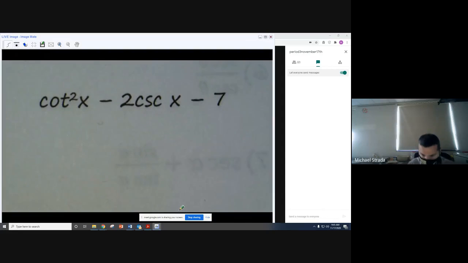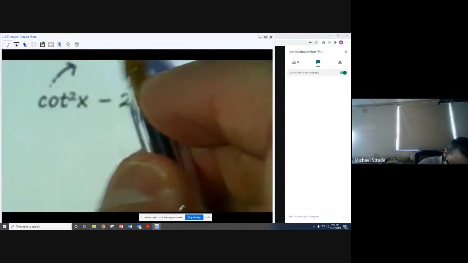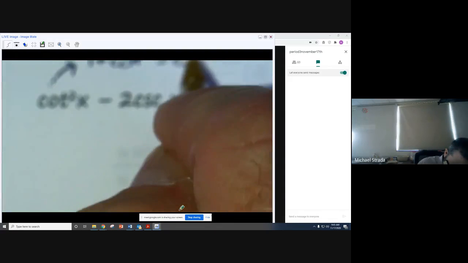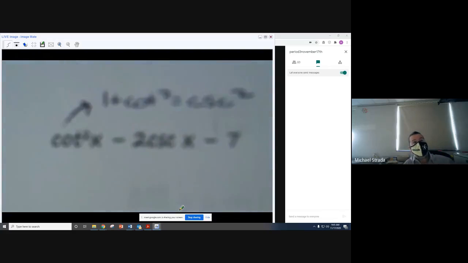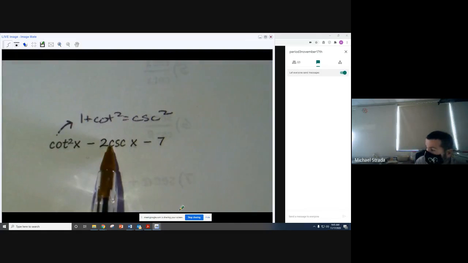Now, they're not the same, so you have to rewrite it using the Pythagorean identity. 1 plus cotangent squared equals cosecant squared. If that's not equivalent to that, then there's something else that's got to be going on. Everybody good with that?